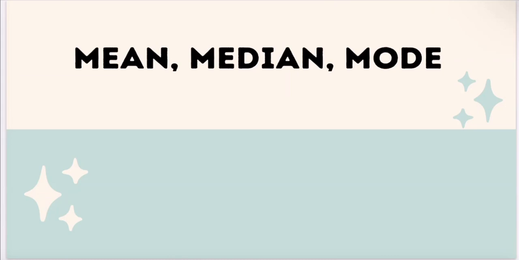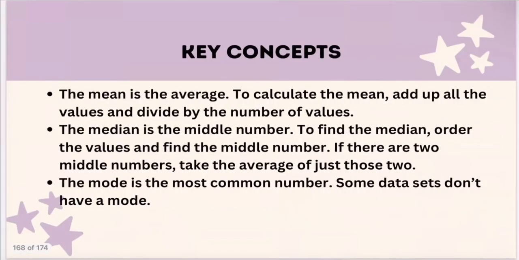Today, we're going to be talking about the mean, median, and mode and calculating all three of these for all of the data sets. So, the mean is the average, and so to calculate the mean, we should add up all the values and divide by the number of values.